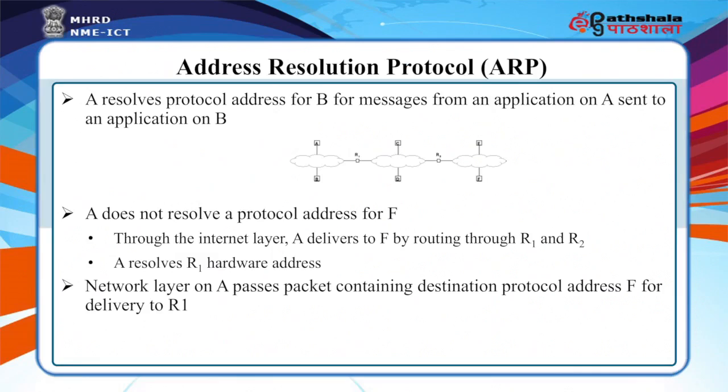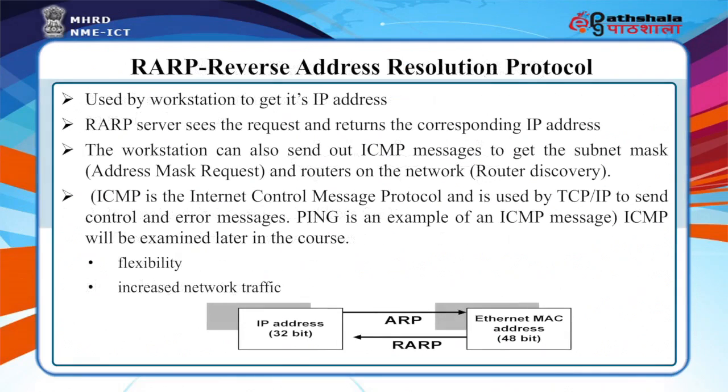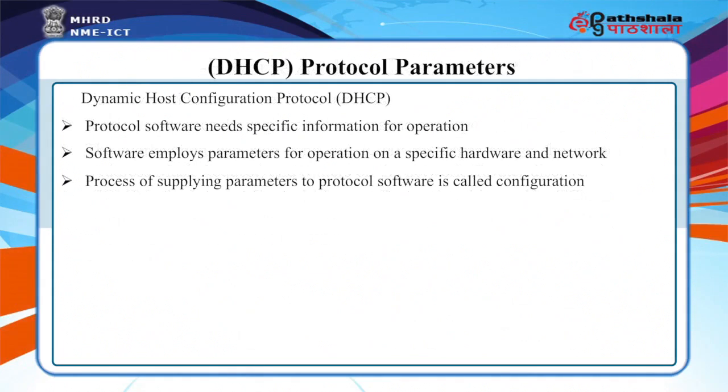Two machines are connected, how it is done you can see from this slide. Then reverse address resolution. ARP is IP address to MAC address, RARP is MAC address to IP address. And DSCP, all these details also can be obtained for reading purpose. I will be giving some of the references at the end of the course material.